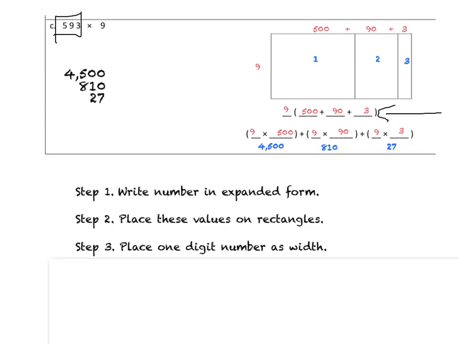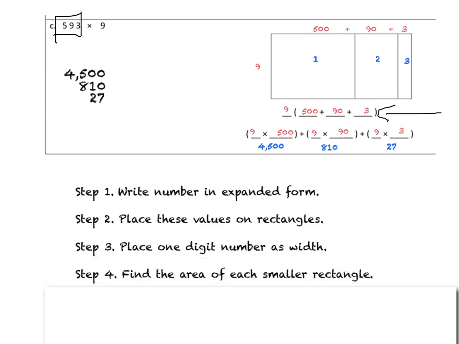Now, the next step was to find the areas of those rectangles, which is what I did right here. I said 9 times 500 was 4,500. I said 9 times 90 was 810. And I said 9 times 3 was 27. Now, this part right here represented rectangle number 1. This represented rectangle number 2. And this one represented rectangle number 3. So I can easily show you the area of each of these rectangles inside.